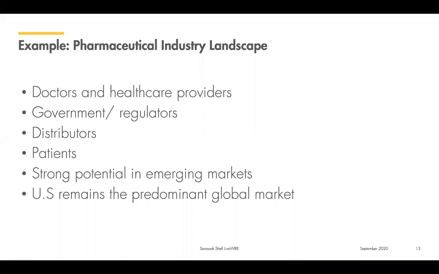You can also look at distributors, because when you're selling, it doesn't mean that you're downstream. Sometimes you're somewhere midstream or upstream, right? They can also look at patients. And then, as I mentioned earlier, with market segments, pharmaceutical industries are looking at emerging markets. However, the mature markets still remain the main market for pharma companies.